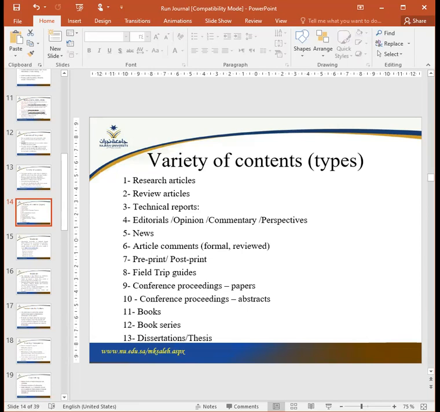Number 6, the article comment could be formal or reviewed. It's a formal commentary, a criticism in a published periodical article, will supplement.